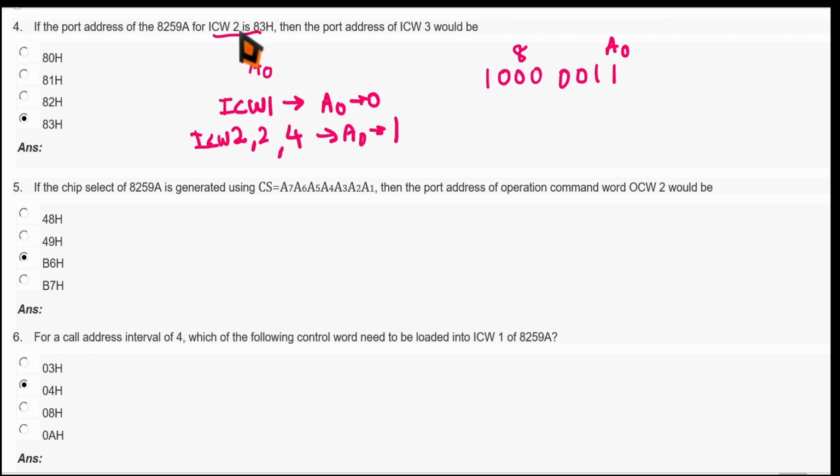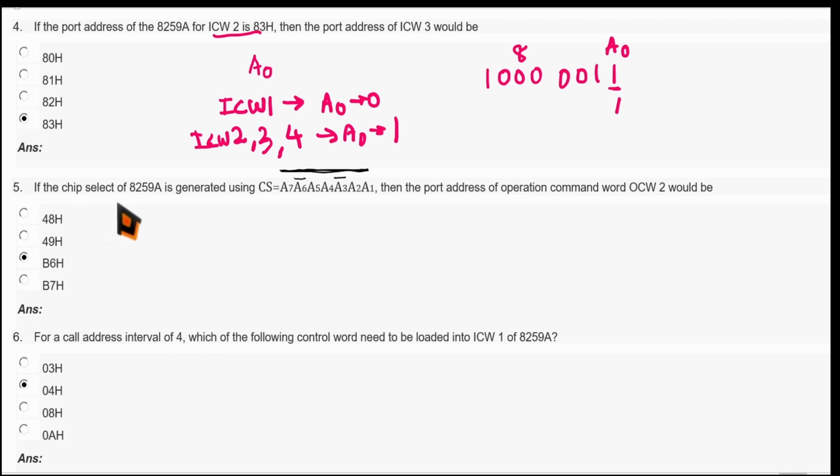For ICW2, this A0 is 1. But if you want to access ICW3, sorry, this is 3. So for ICW3 also A0 is 1. So the remaining bits we are not going to change. So the same address will be used for ICW2, ICW3, ICW4. So same 83H will be used. Now let us see the next question.